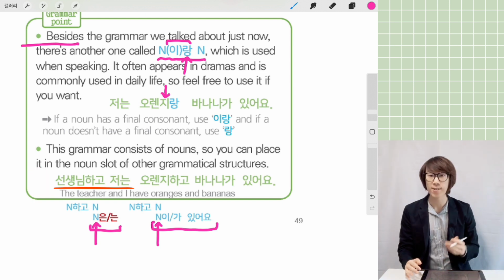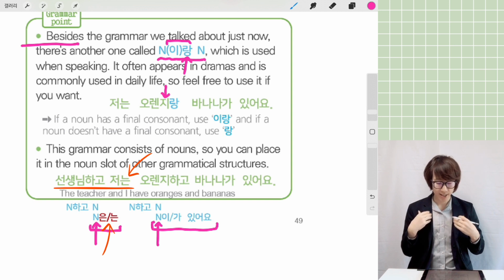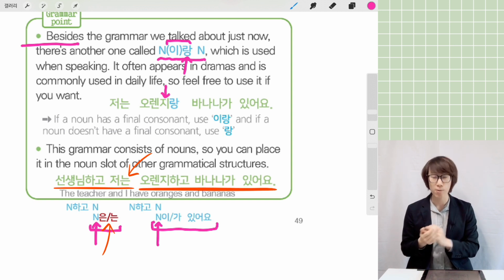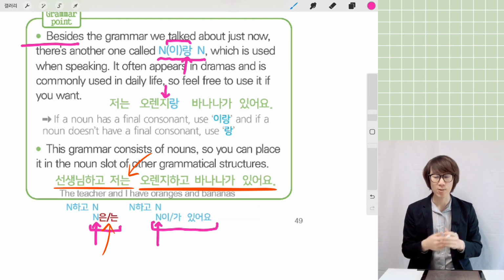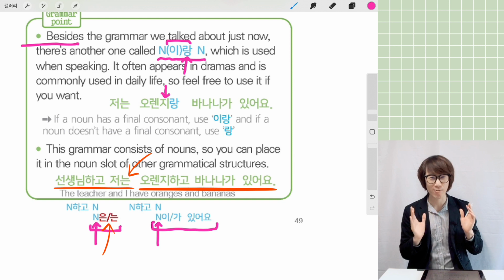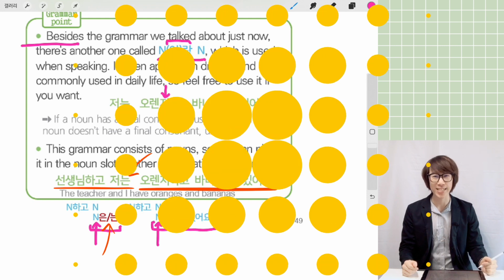선생님하고 저는. I told you particle 은는 always indicates the subject. So 선생님하고 저 can be the subject of this sentence. Teacher and I have 오렌지하고 바나나가 있어요. You can make a sentence like this. This grammar structure is totally, absolutely new for you, like beginners. So you need time to think about this one, and your brain needs time to accept this grammar structure. Please take your time and slowly practice and review, please.